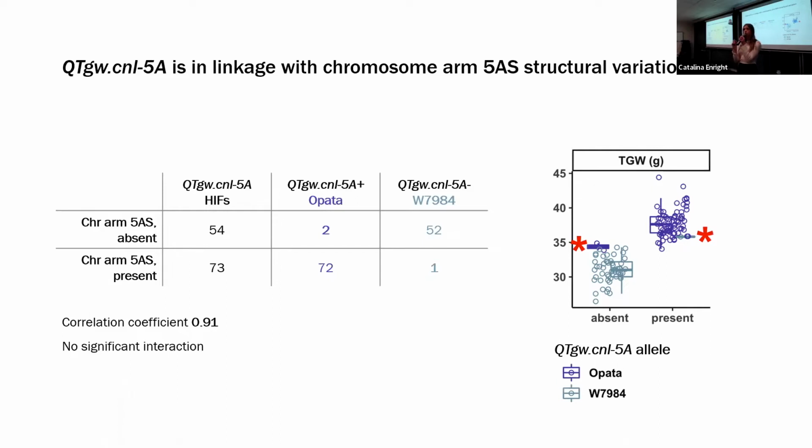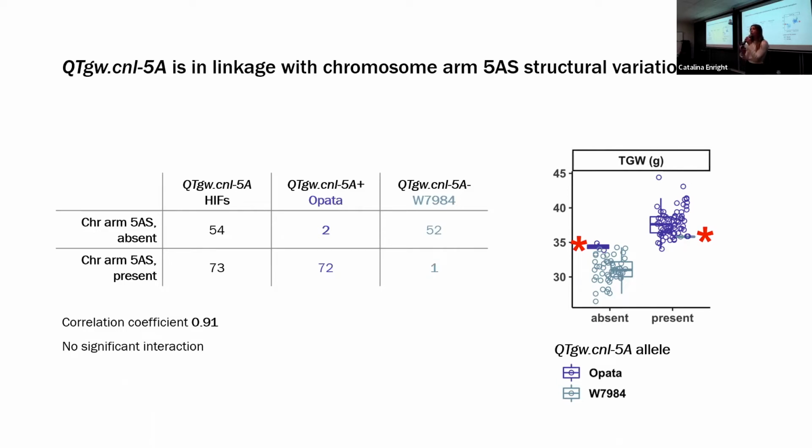So I just want to call your attention mainly to the few individuals that did break LD. On the left-hand side, for those couple individuals that are missing the short arm but have the OPATA alleles in purple, those individuals have some of the lower end of the grain weight of all the individuals that had the OPATA allele. On the right-hand side, that red star next to the one individual that has the short arm but has the W7984 allele at the QTL has the greatest grain weight of all the W7984 alleles.